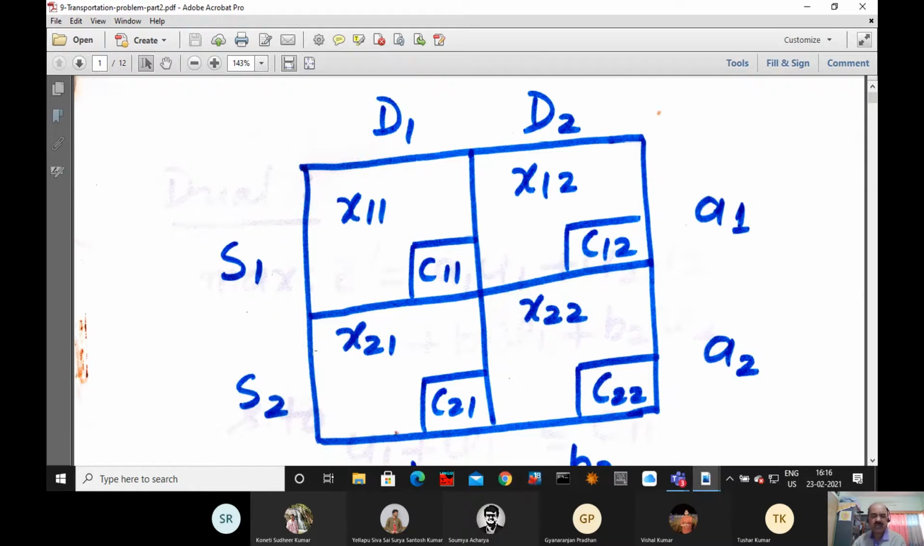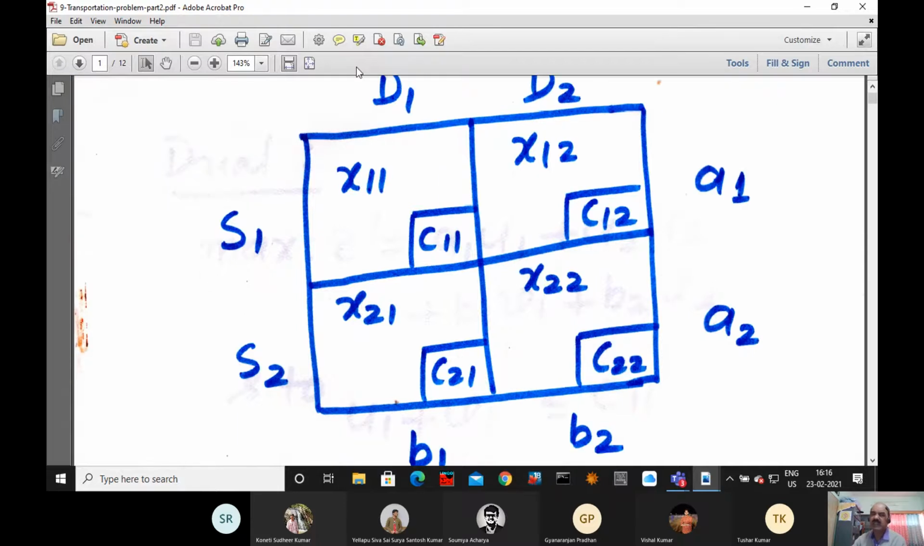And what is the availability at source 1? That is A1 units. What is the availability at source 2? That is A2 units. And what is the demand at destination D1? That is B1 units. Demand at D2, the second destination, is B2 units. Now, if we assume this is a balanced transportation problem, then we have A1 plus A2 equal to B1 plus B2. So we have here C11, the transportation cost.